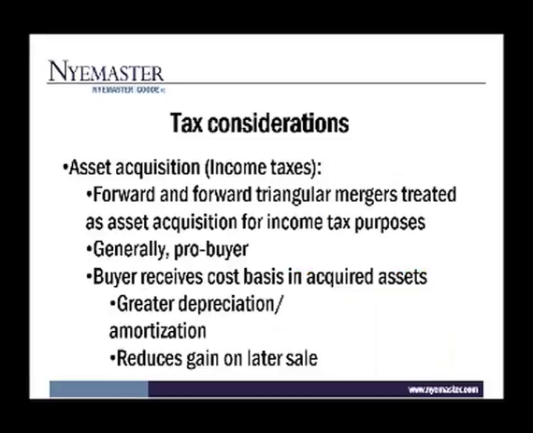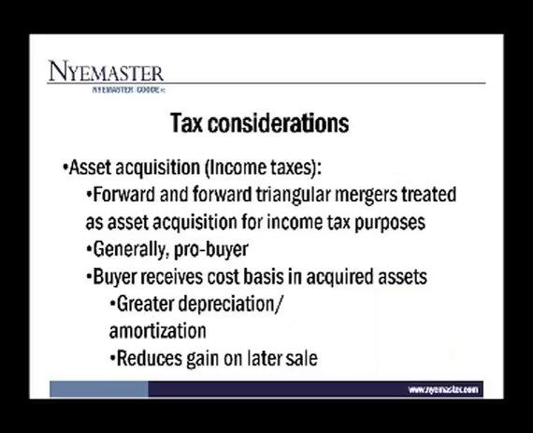So in an asset acquisition, again, the forward and forward triangular mergers are treated the same. An asset acquisition is generally pro-buyer. So the buyer receives a cost basis in the assets it acquires in the transaction. This gives the buyer greater depreciation, amortization, and reduces gain on later sale. The cost basis for the buyer is the purchase price: cash, notes, assumed liabilities. And it's generally pro-buyer because the buyer gets a stepped-up basis.